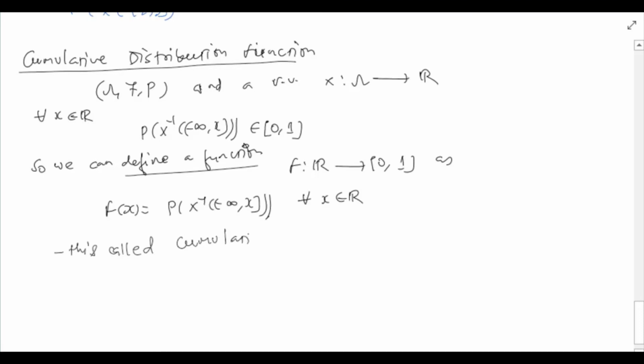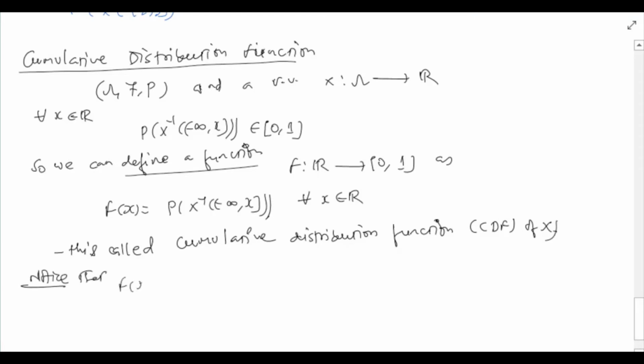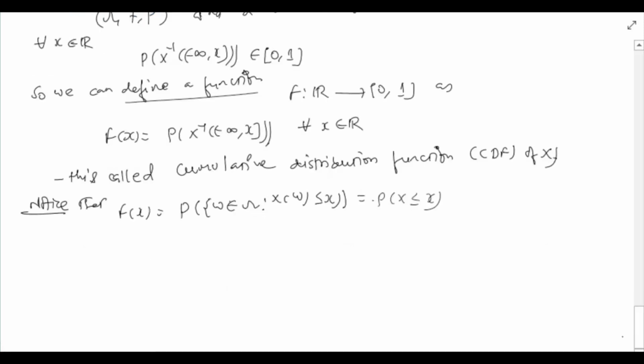Cumulative distribution function, in short CDF of X. Notice that F of x is nothing but the probability of the set of omega in capital Omega such that X of omega is less than or equal to x, or in short, it's the probability of X less than or equal to small x. Let us see a few examples.